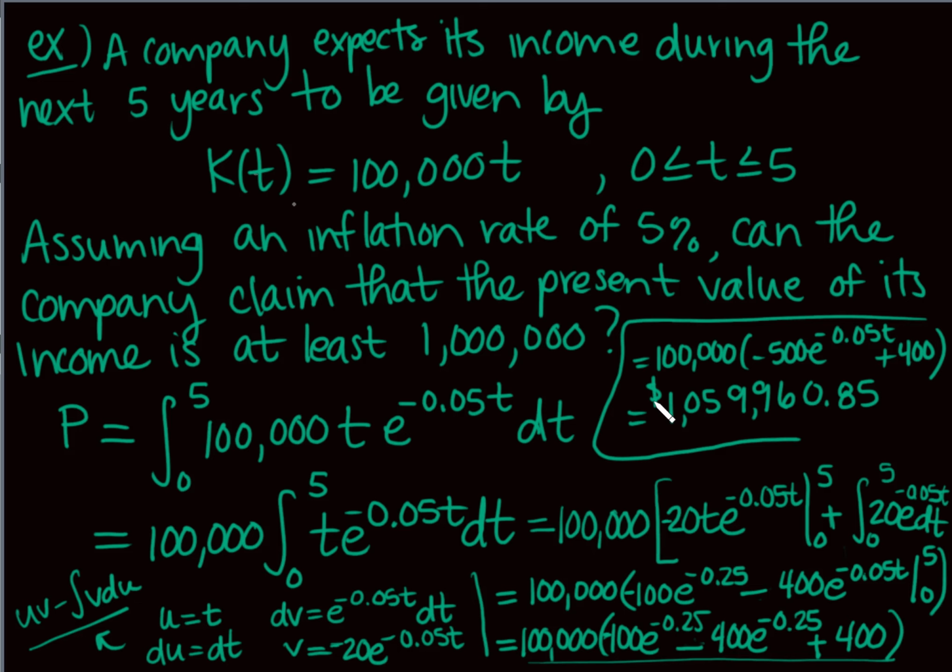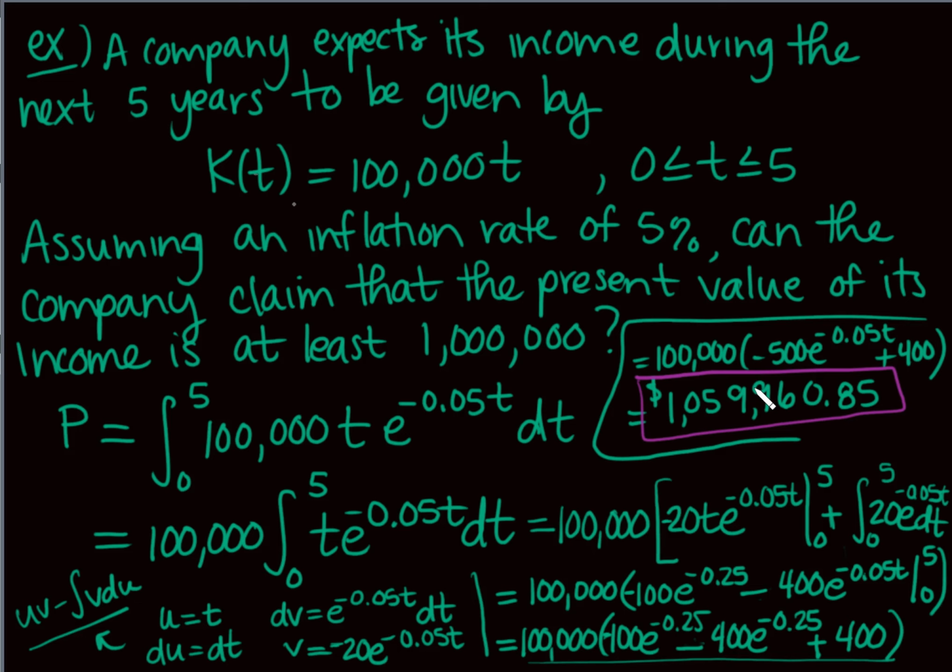But look at what this is saying then. My present value of my income, right? What my income presently is, assuming that over the next 5 years, it'll grow at an inflation rate of 5%. This is the amount of money that if I put it into an account like that and I assume this rate, this is what this income is worth right now. And so what is the income worth? Can the company claim that the present value of its income is at least $1 million? Yeah, it can, because this projection is about $1 million and some change, if $60,000 is just change. Okay. So I hope that makes sense.